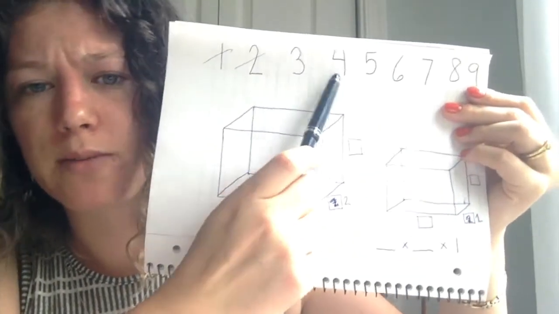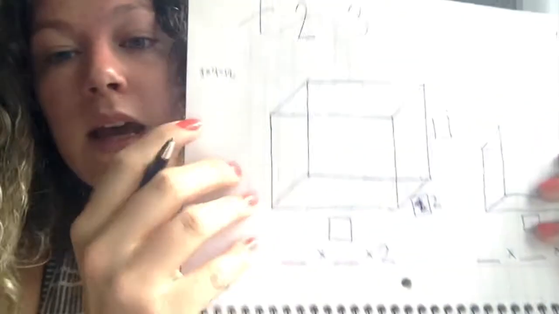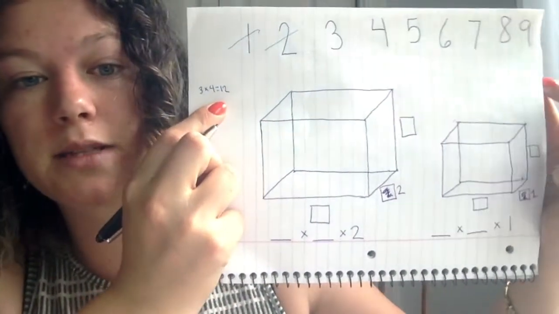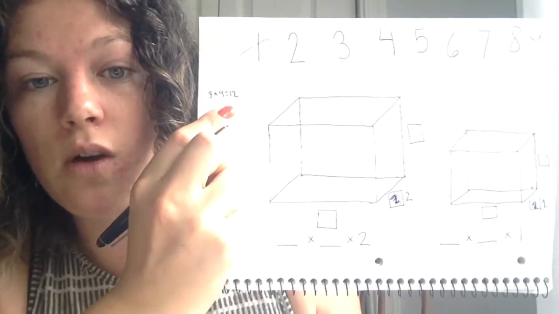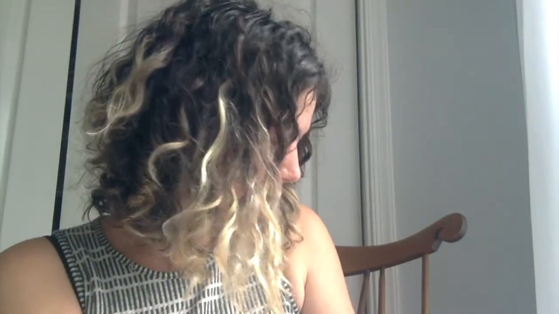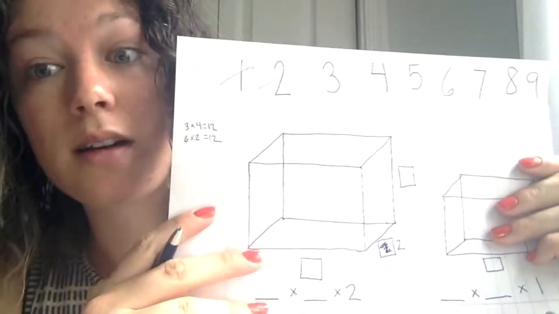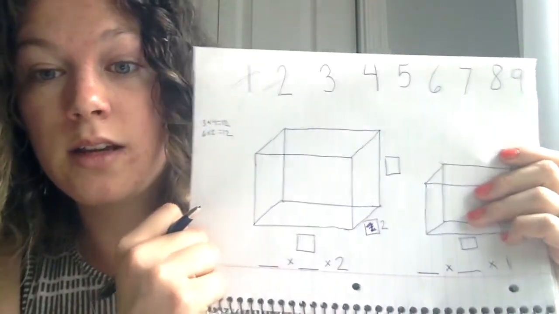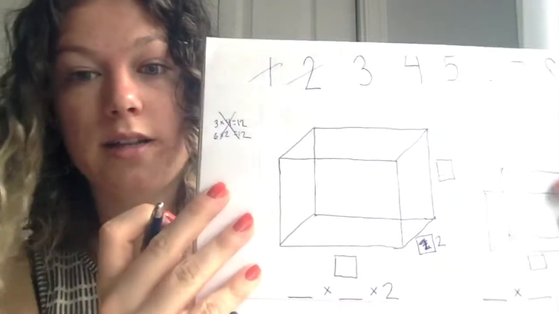I'm going to think about my 3 and my 4. Okay? So I'm going to say 3 times 4 equals 12. We're going to think about, is there another way to multiply any of these numbers to equal 12? Well, for one, I can think of, hey, I can do 6 times 2. That would work. 6 times 2 equals 12. Oh, I can't use 2 because I already used it. So we're going to have to come up with something else. I'm going to scratch that out.